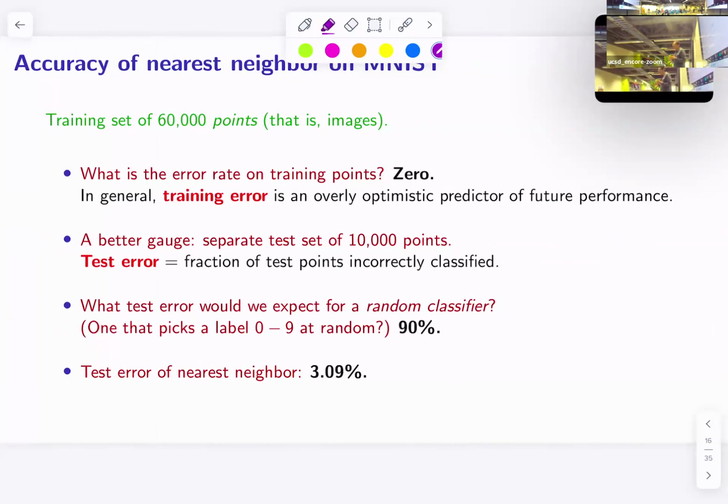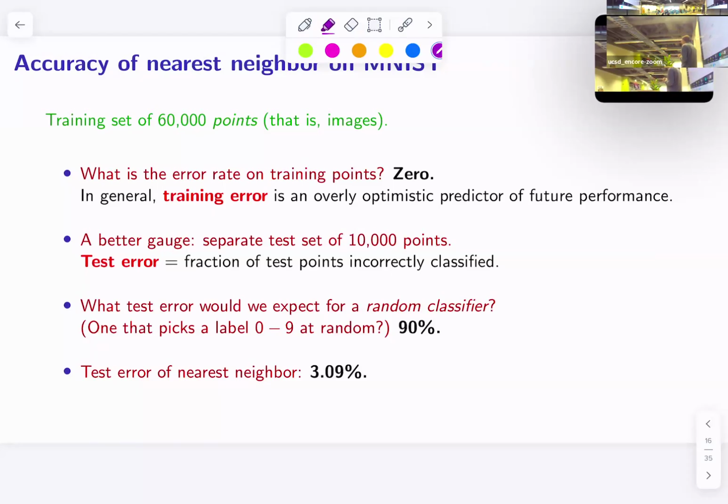So how well does this do? 3.09%? Not too shabby. Okay. So how many points did it get wrong? 309. So there were 10,000 test points, 10,000 pictures. It got 309 of the pictures wrong. Okay. And so the test error was 3.09%. And that's pretty decent for something so simple.